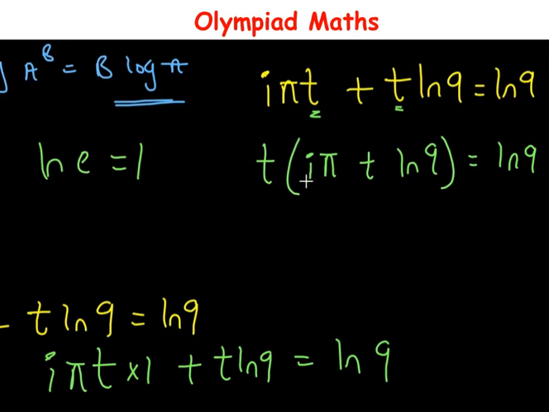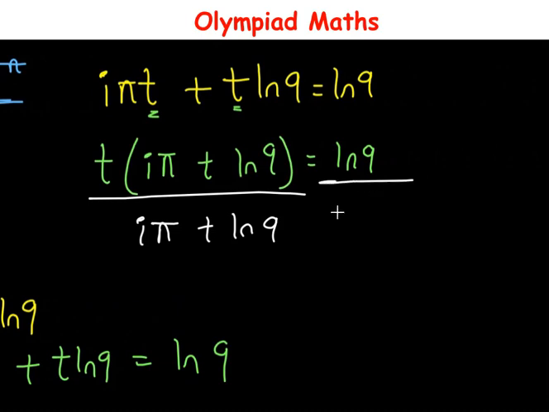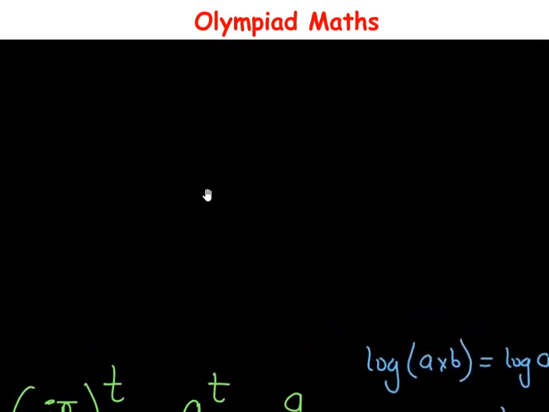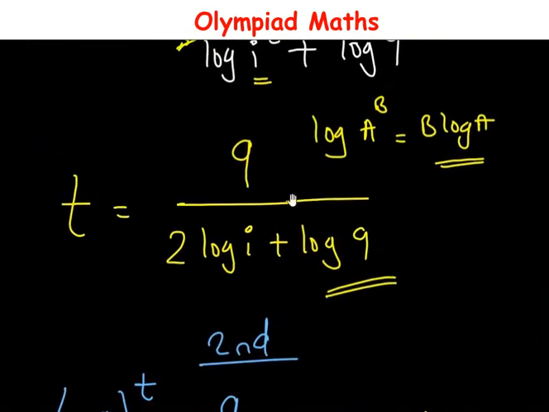At this junction, to solve for t, divide both sides by iπ + ln 9. With this, the value of t is then equal to ln 9 over (iπ + ln 9). So with this, we have gotten the solution for the value of t. This is the solution for the second method, while for the first method, the solution is this. So with this, the two solutions of t are the correct solutions for the question.